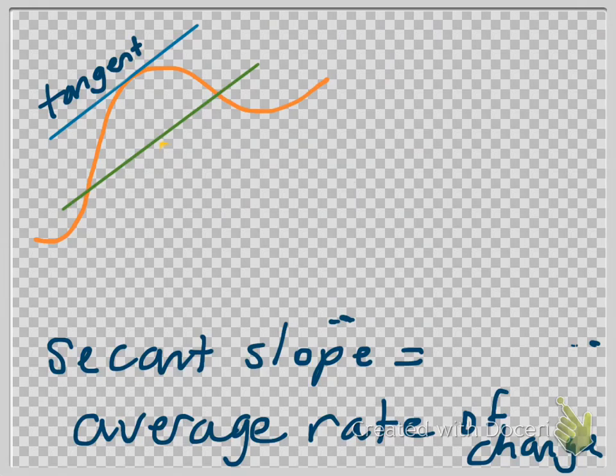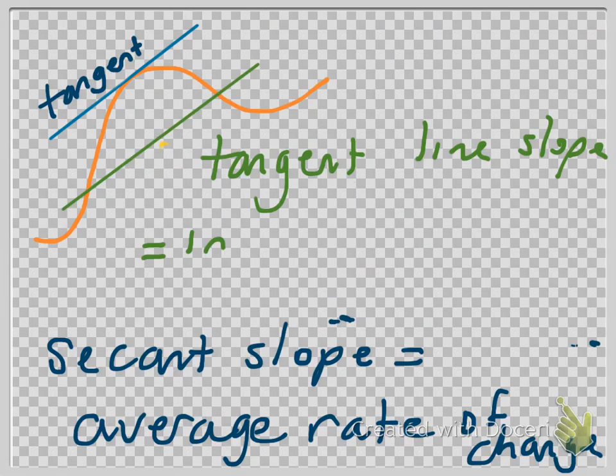We talked about another kind of rate of change in 2-1. Try not to look back. What other kind of rate of change did we talk about? You remember? Instantaneous. And that is what the tangent slope is. Okay? So the tangent line slope equals the instantaneous rate of change.